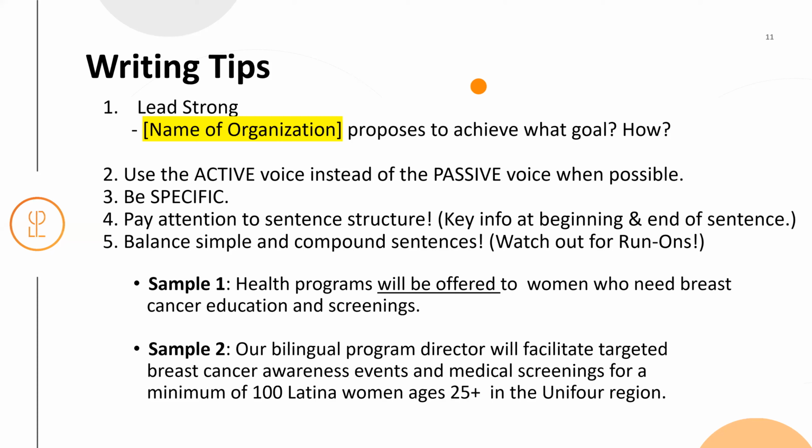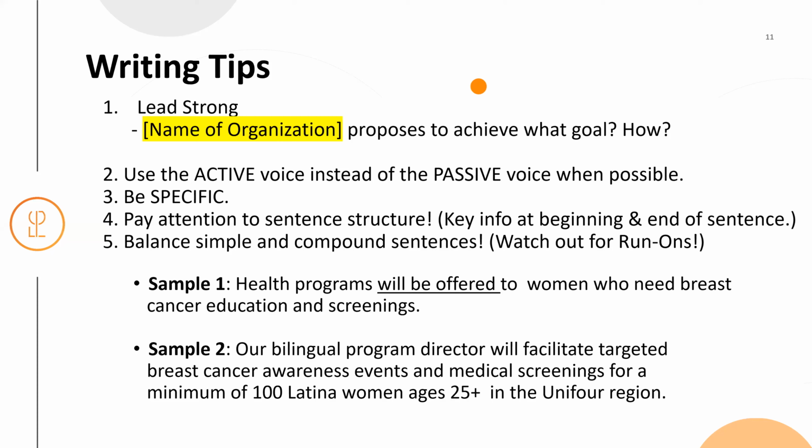So the leading strong might be, Centro Latino of Raleigh proposes to initiate a cultural program for at-risk youth ages 3rd grade, blah, blah, blah, blah. So what is it going to achieve and how? We propose to facilitate tutoring programs to increase the academic performance of 3rd graders. Whatever that looks like, it needs to be in that first sentence, and then how you're going to do it can be described after the fact.